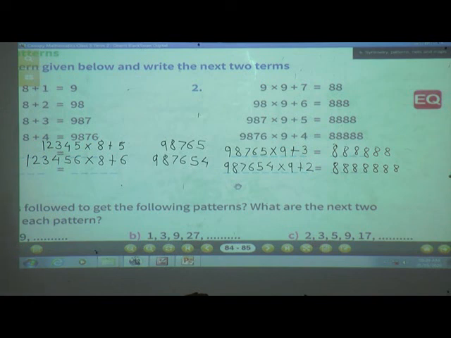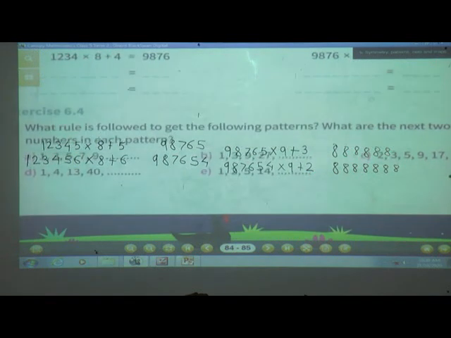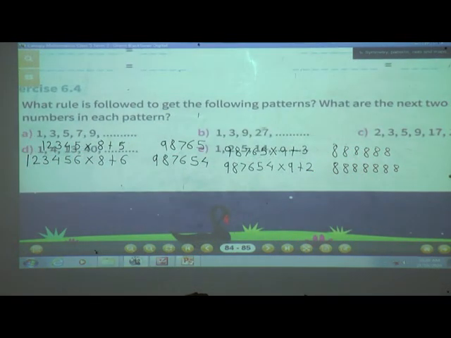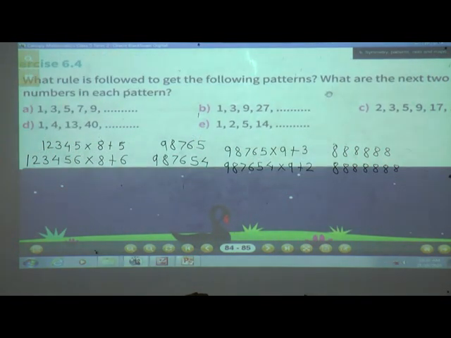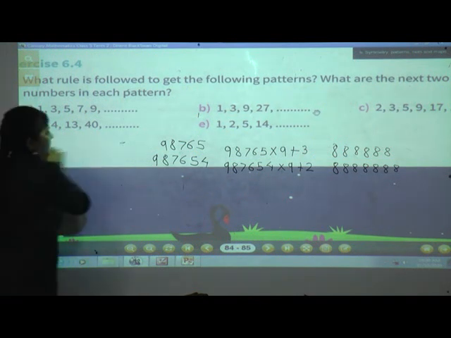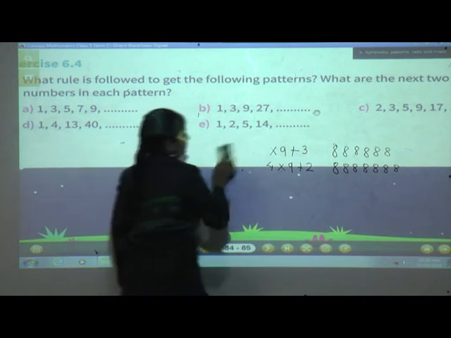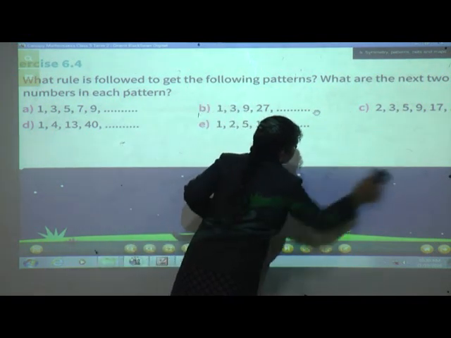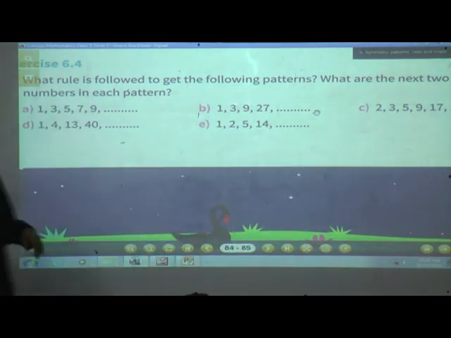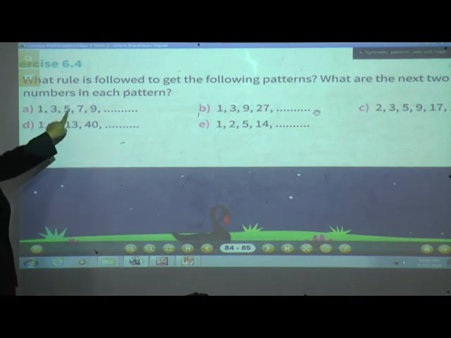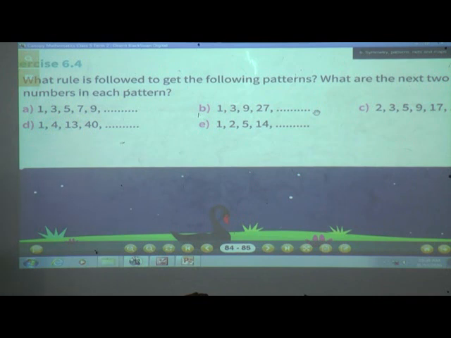Okay, now exercise 6.4. See students, here what rule is followed to get the following patterns? What are the next two numbers in each pattern? See, first one, 1 3 5 7 9.